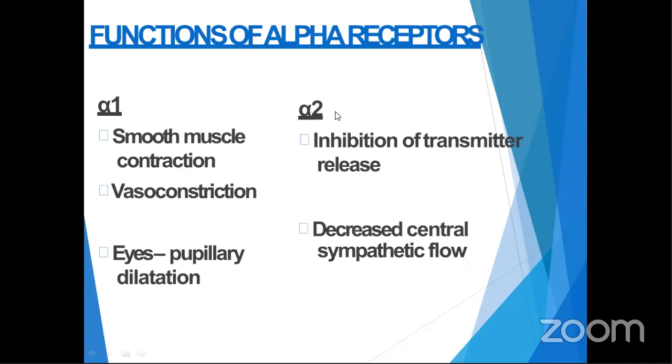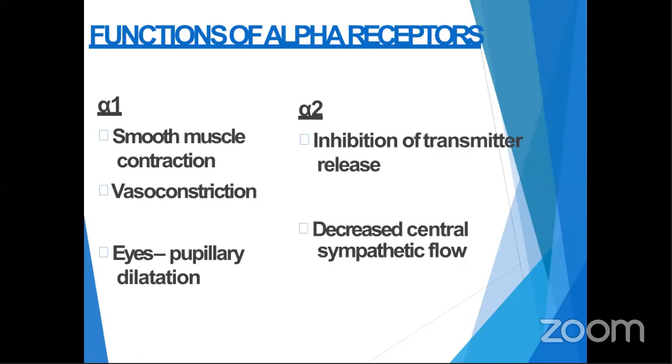Alpha 2 receptor, as I've told you, is an inhibitory receptor. So it's going to act in the opposite, reverse direction. If you stimulate this alpha 2, it's going to cause inhibition, and that is what is happening here. If you stimulate the alpha 2, there will be inhibition of transmitter release, and for the alpha 2 receptors present at the level of the brainstem, if you stimulate these, there will be decreased central sympathetic outflow. Okay, so this is what is going to happen when you stimulate these receptors.